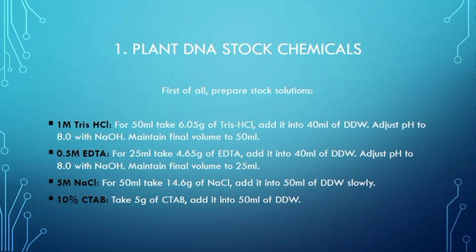The fourth one is 10% CTAB. For preparation of 10% CTAB, you need about 5 gram of CTAB added into 50 ml of double distilled water, and your 4 stock chemicals will be prepared.